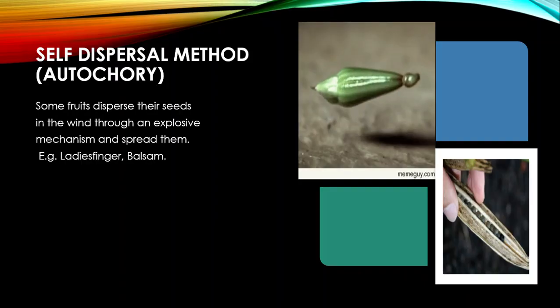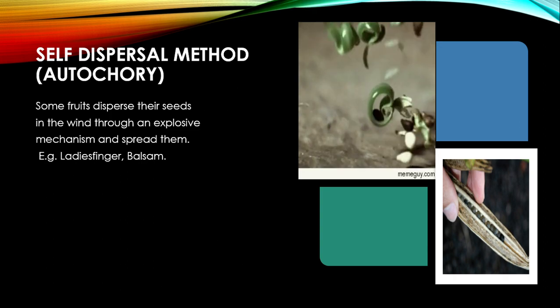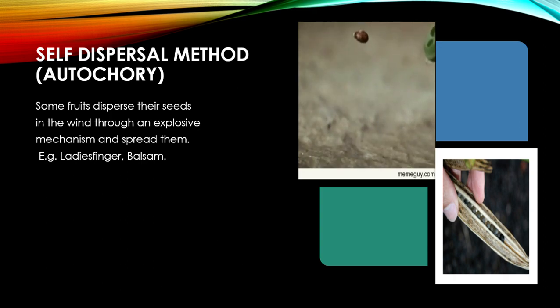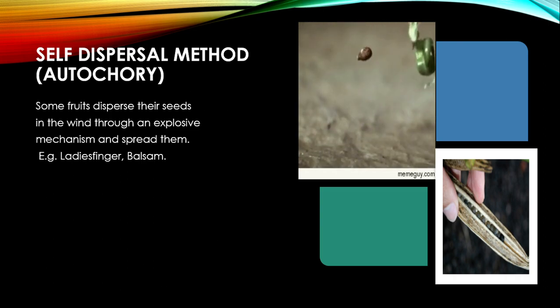So next one, let us move on to the self-dispersal method. This is called autochory. So autochory is nothing but some fruits disperse their seeds through an explosive mechanism, like it just breaks out, and you can see how the seeds are spreading out. So in this way it just breaks out. Examples of this are lady's finger and balsam.